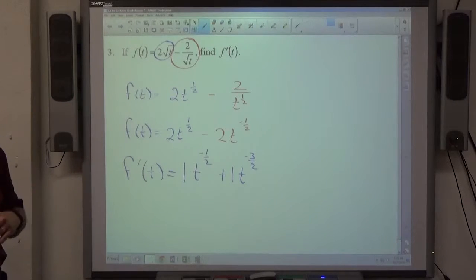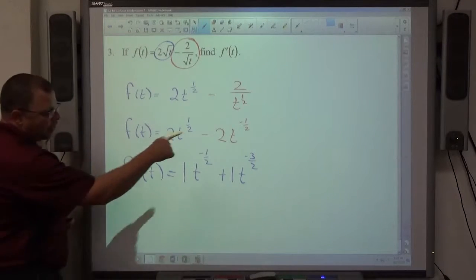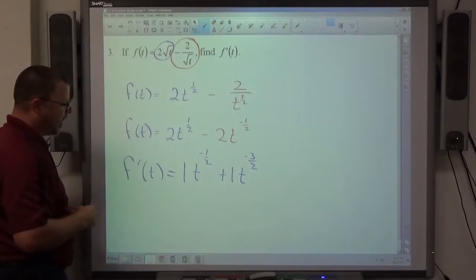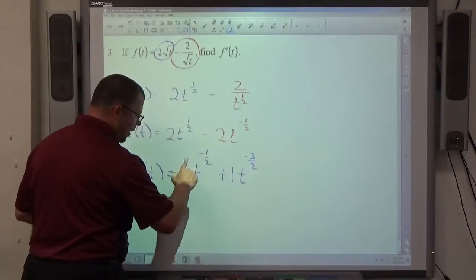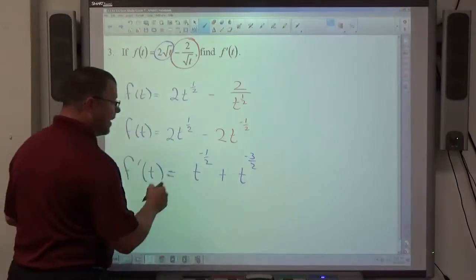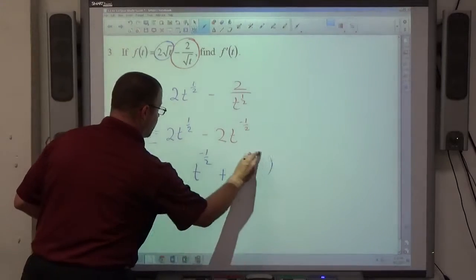In fraction world, we got to get common denominator. And if you have a negative to start off with and you subtract, it's actually going to add the numbers to get your number out. The ones are not required. So if you just put t to the negative 1/2 and t to the negative 3/2, that'd be fine. It does have to be a plus sign between those also.